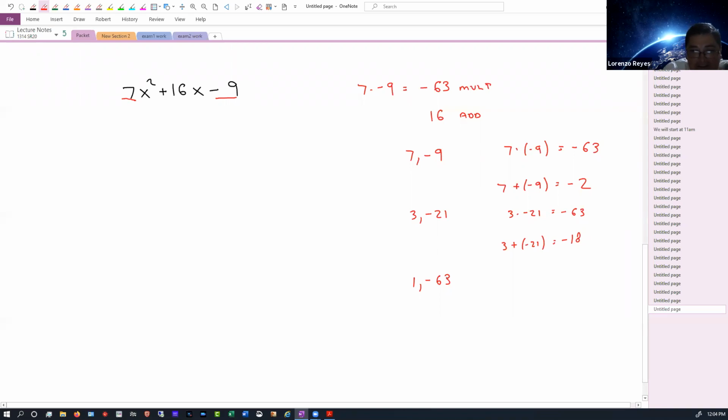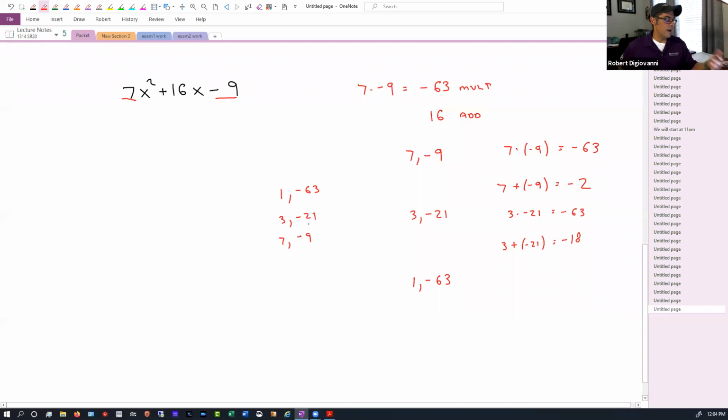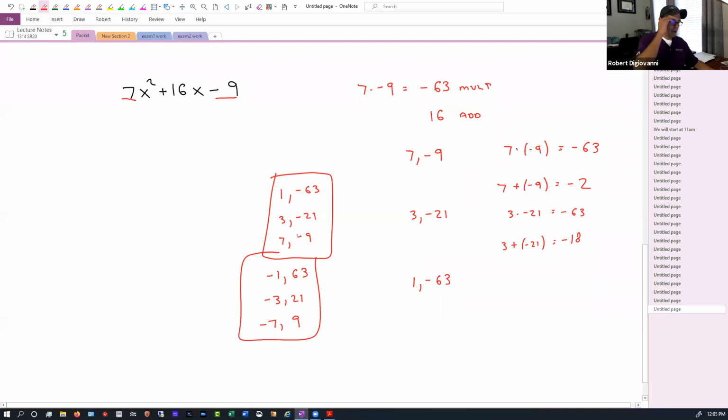Yeah, this one's hard. What you would have to do here is list out all the possible factors of 63. So 1, you go 1 and negative 63. 2 doesn't go in there. 3 goes in there 21 times. 4, 5, and 6 don't go in there. 7 goes in there 9 times. 8 doesn't go in there. 9 you already know goes 7 times. So at this point, these are the only ways you can get negative 63. Of course, you could change where the negative is, but none of those give you positive 16 when you add them.